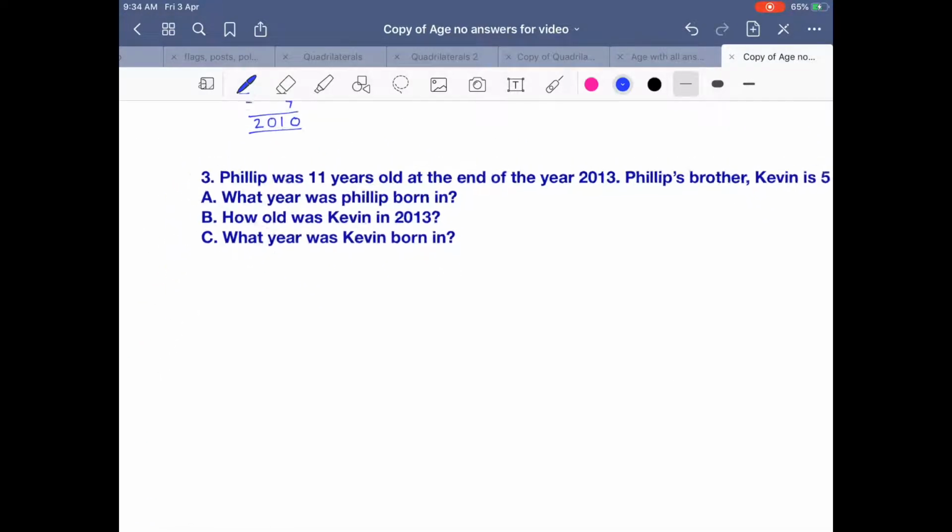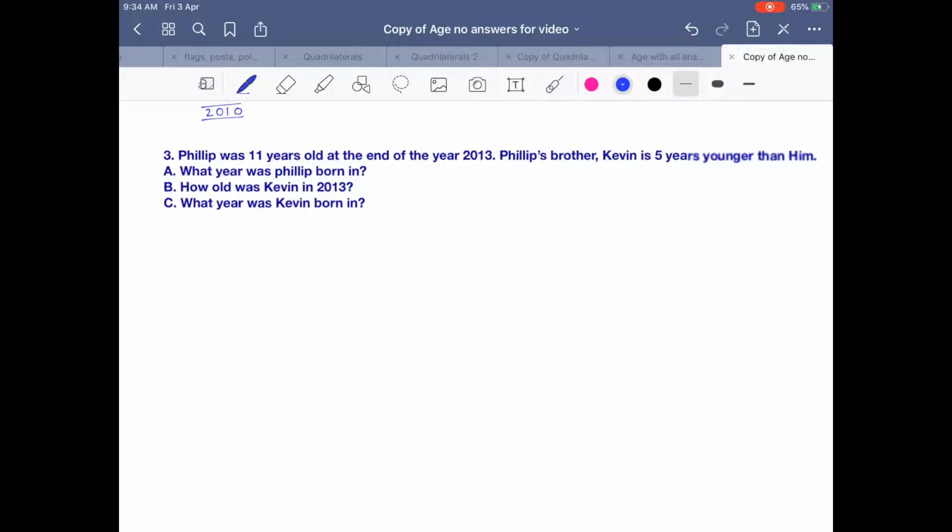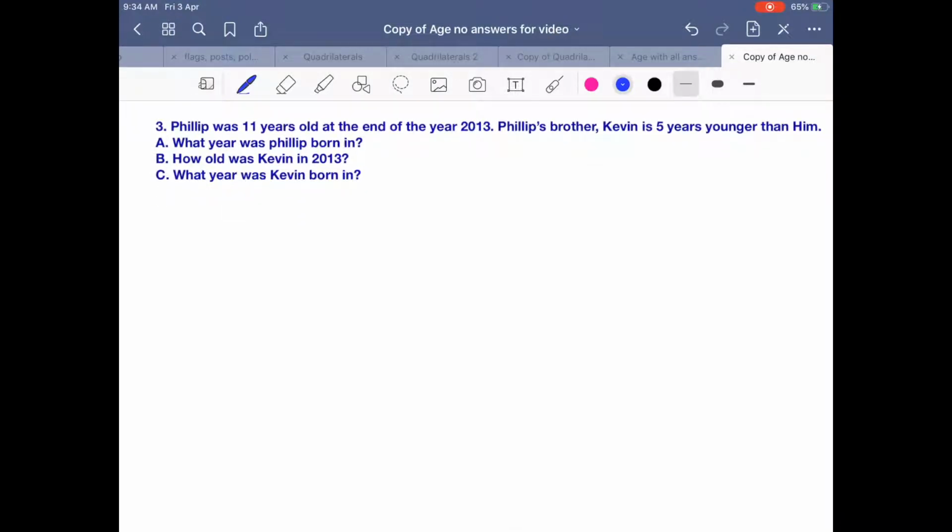Philip was 11 years old at the end of the year 2013. Philip's brother Kevin is 5 years younger than him. Part A. What year was Philip born in? Part B. How old was Kevin in 2013? And Part C. What year was Kevin born in?